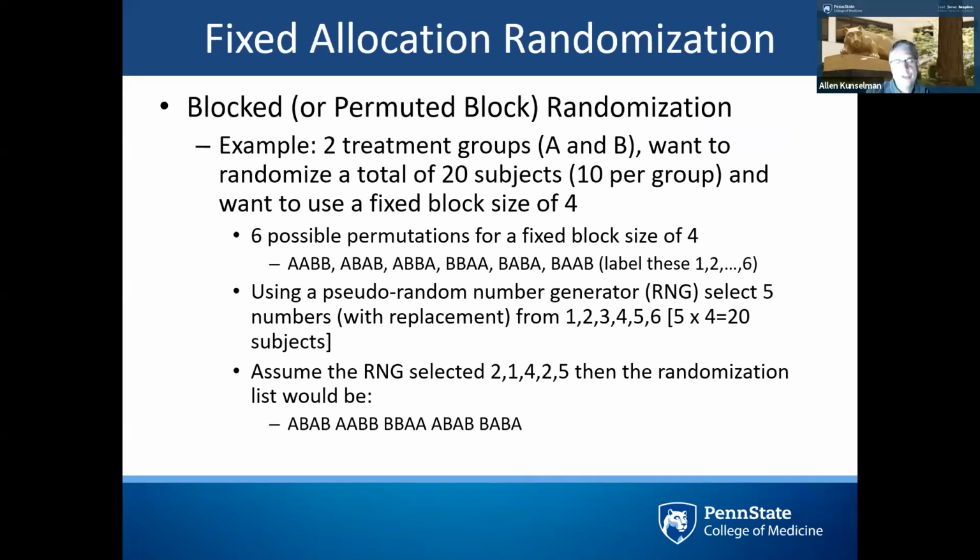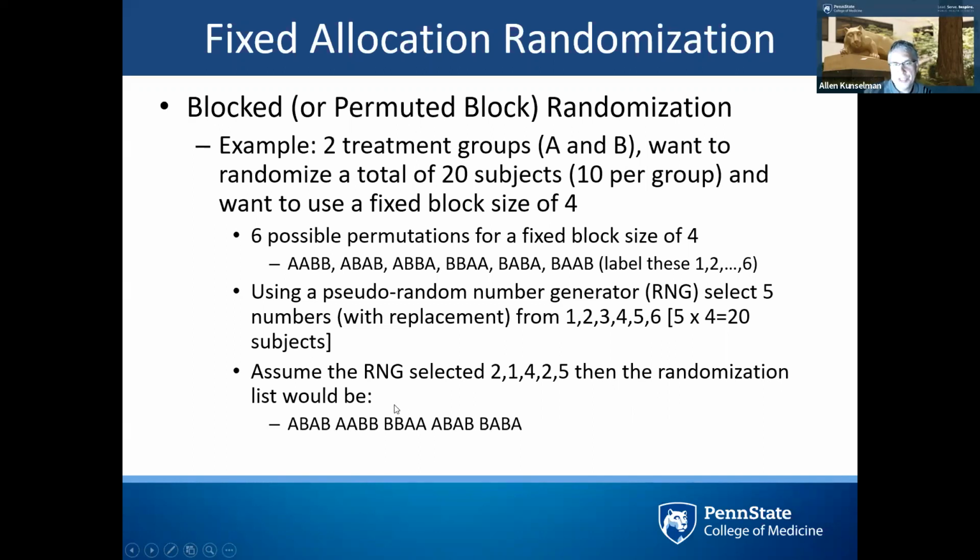We want to randomize a total of 20 subjects, 10 in each group, and we want to use a fixed block size of 4. With a fixed block size of 4, there are 6 possible permutations for 2 treatments. You could have AABB, ABAB, ABBA, etc. And you can label these with the numbers 1 to 6. So AABB would be 1, ABAB would be 2.